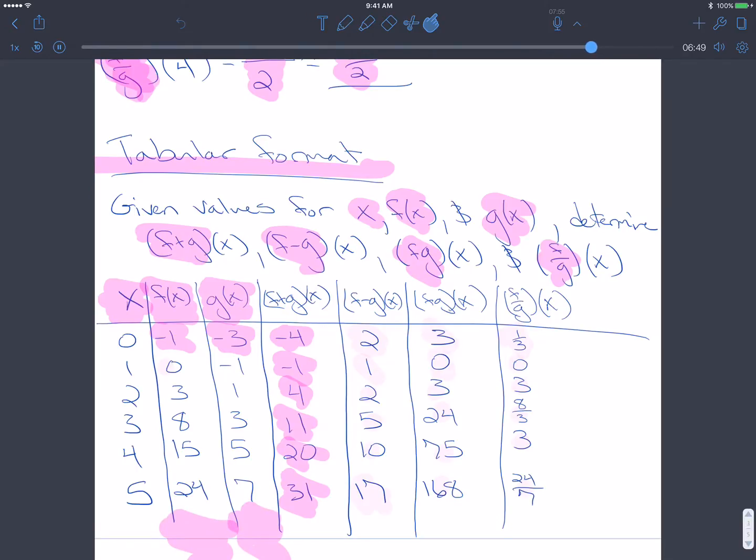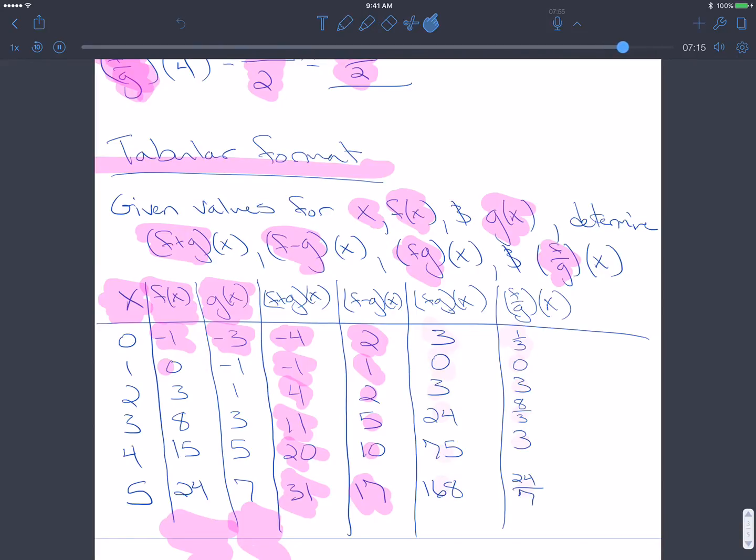So f minus g, I take negative 1 minus a negative 3, so that's negative 1 plus 3, which is 2. 0 minus a negative 1 gets me a positive 1. 3 minus 1 gets me 2, 8 minus 3 is 5, 15 minus 5 is 10, 24 minus 7 is 17, and so forth. F times g, same idea.